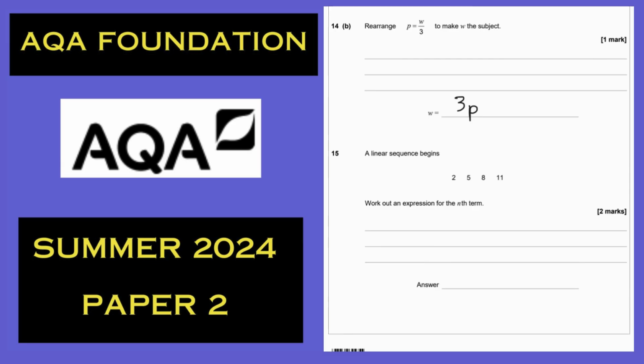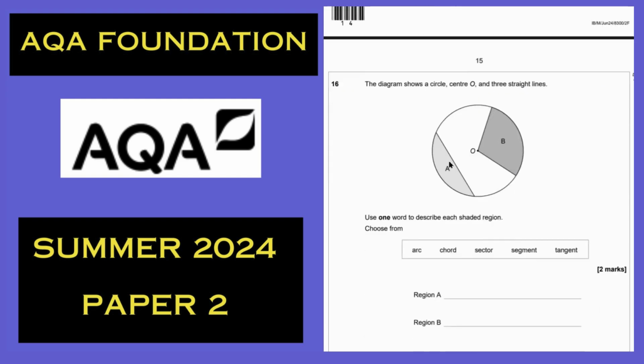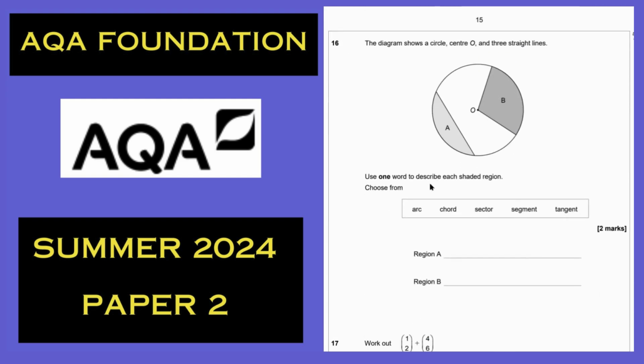On to number 15. Linear sequence, don't get put off by the words. Linear sequence means it's going up by the same amount. It's basically an nth term question with more waffle. If it's going up in 3s, you get your first mark for 3n. Ask yourself, what do I do to my 3 times table to get this sequence? You need to take one away from each one, and that's what gets you mark number 2.